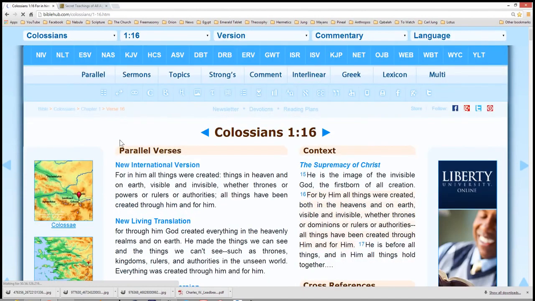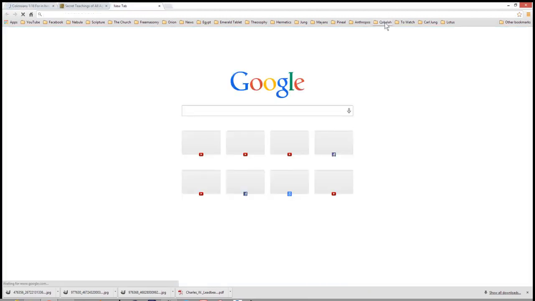For in him all things were created, things in heaven and on earth, visible and invisible, whether thrones or powers or rulers or authorities. All things have been created through him and for him. Okay, so that's the same thing that we read in Kabbalah, but now let's cross-reference this.